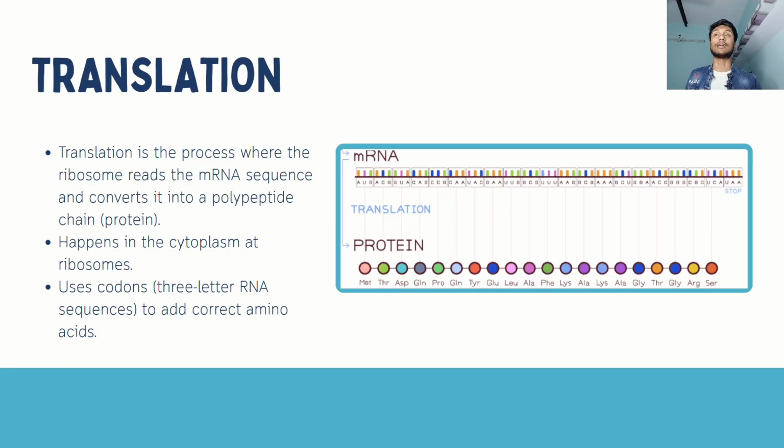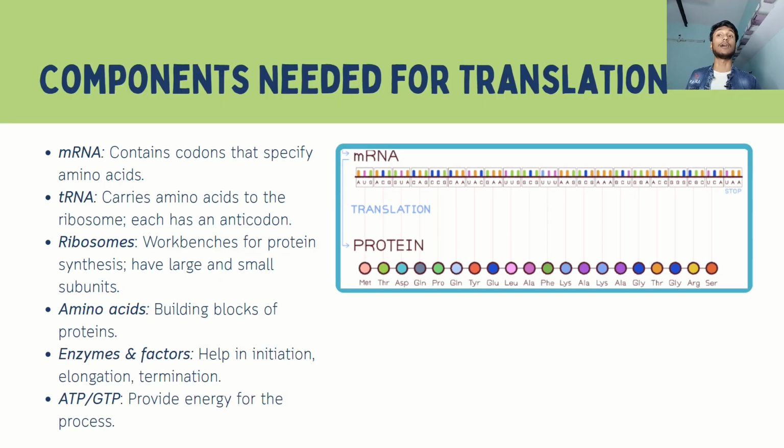Translation. Translation is the process where the ribosome reads the mRNA sequence and converts it into a polypeptide chain, which is our protein. It happens in the cytoplasm at the ribosomes. It uses codons. What is a codon? I'm pretty sure you will be confused about what a codon is. A codon is a three-letter RNA sequence that adds the correct amino acid. Now, what is needed for translation.